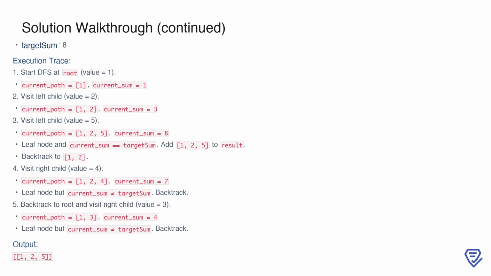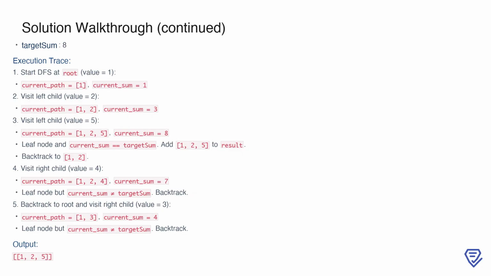Starting at the root, the initial path is 1, and the current sum is 1. Moving to the left child with value 2, the path becomes 1, 2, and the sum is updated to 3. Continuing down to the left child with value 5, the path updates to 1, 2, 5, and the sum matches the target. Since this is a leaf node, we add this path to our result.